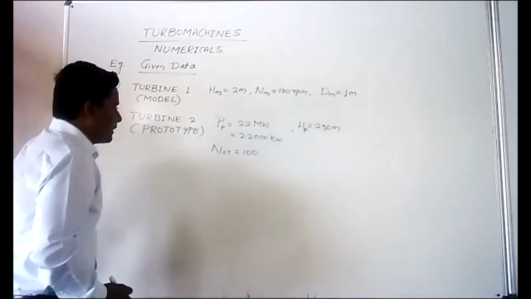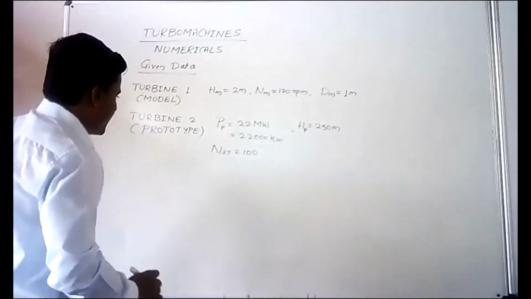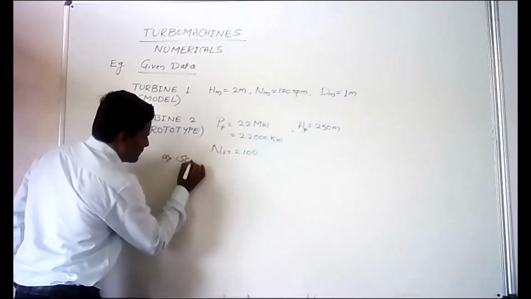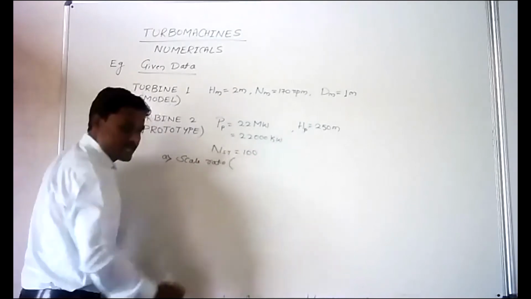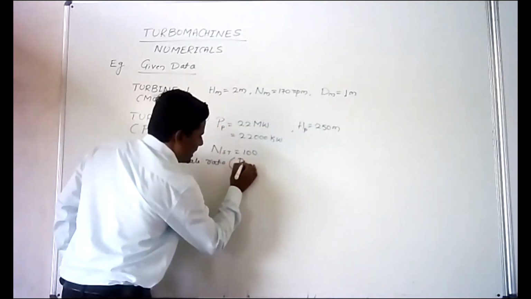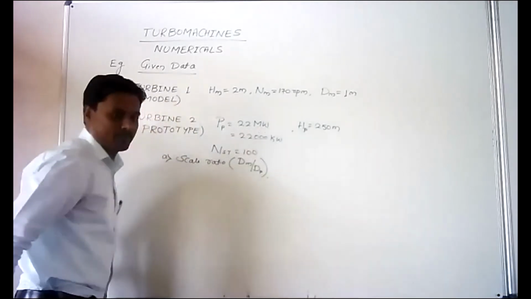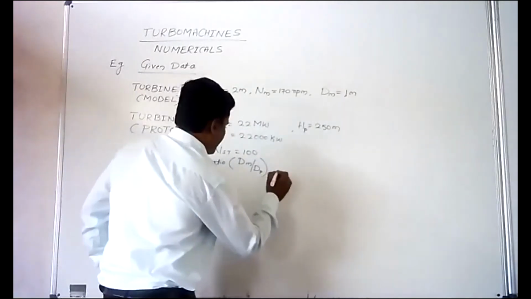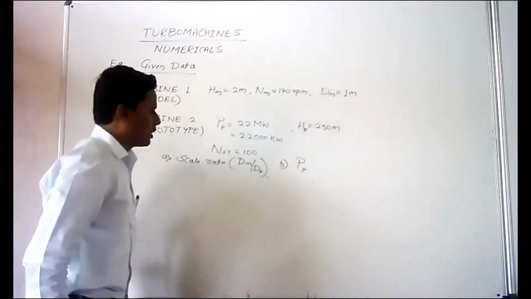Okay. Now here, what do we need to calculate? The first one is the scale ratio, which is given by Dm by Dp. The next one is the power developed by the model, Pm equals how much?